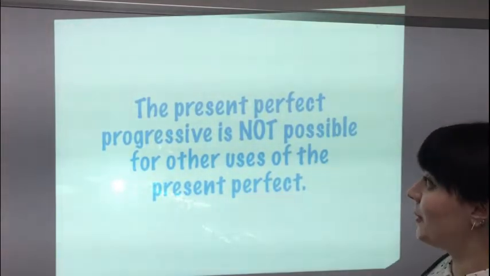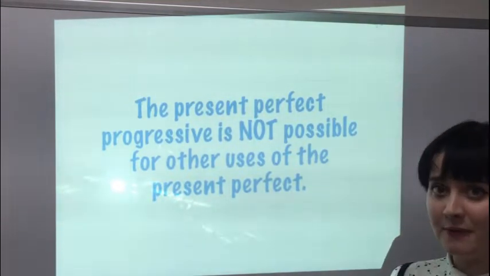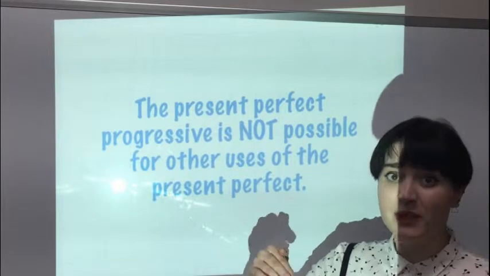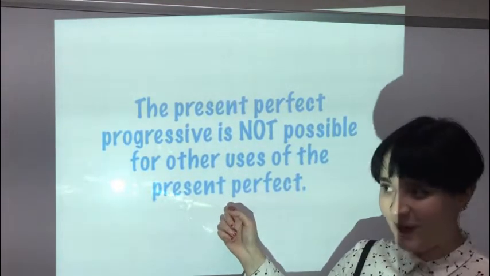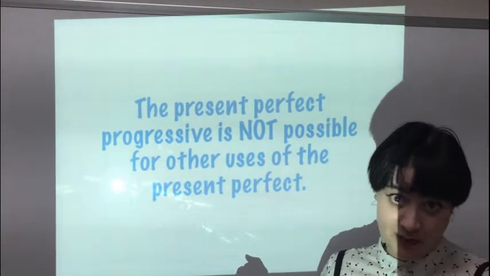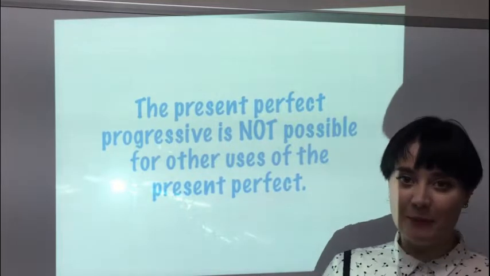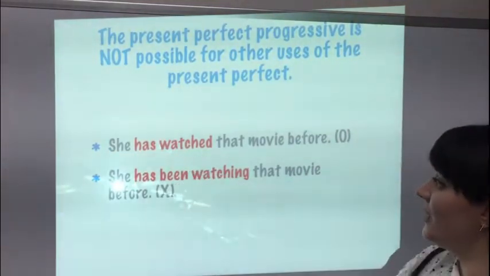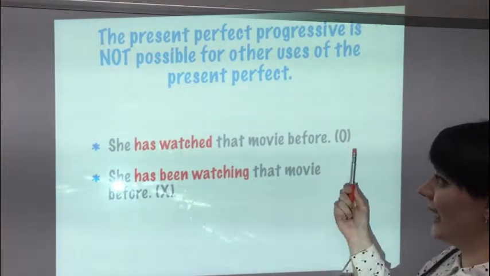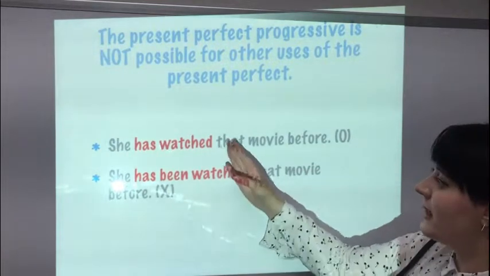Okay, the present perfect progressive is not possible for other uses of the present perfect. So the present perfect, if you watched the video before, has a lot of different uses, but the present perfect progressive can be only used in this one function. It cannot be used for other things that you can express with the present perfect. So here, for example, she has watched that movie before is okay, but she has been watching that movie before is wrong.